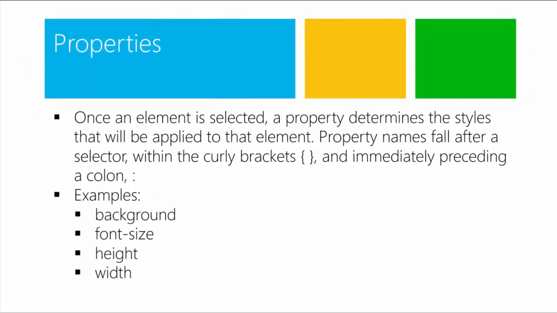Properties. Once an element is selected, a property determines the styles that will be applied to that element. So property names fall after the selector within the curly brackets and immediately preceding a colon. So for example, you can use background, font, size, height, width, and so forth.